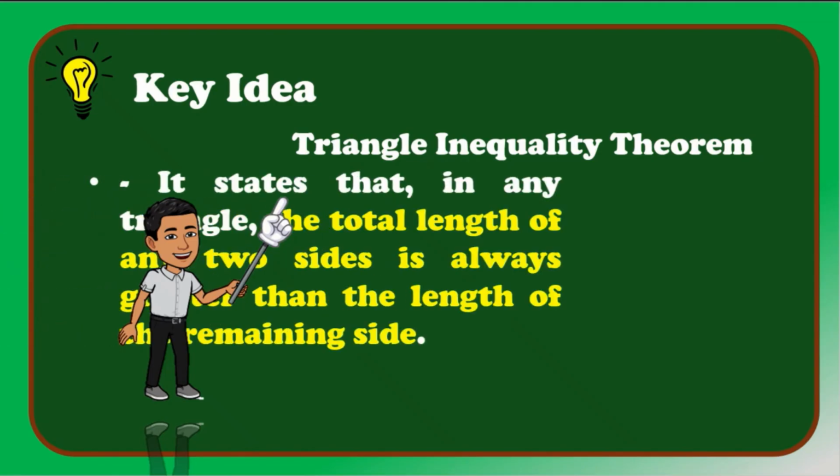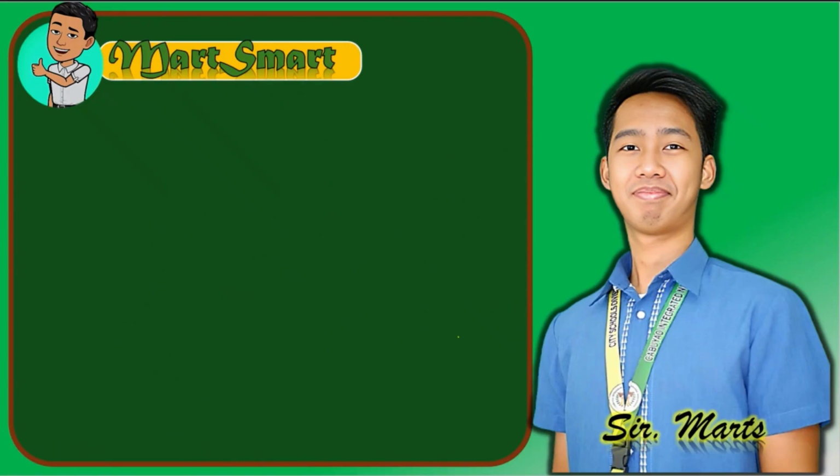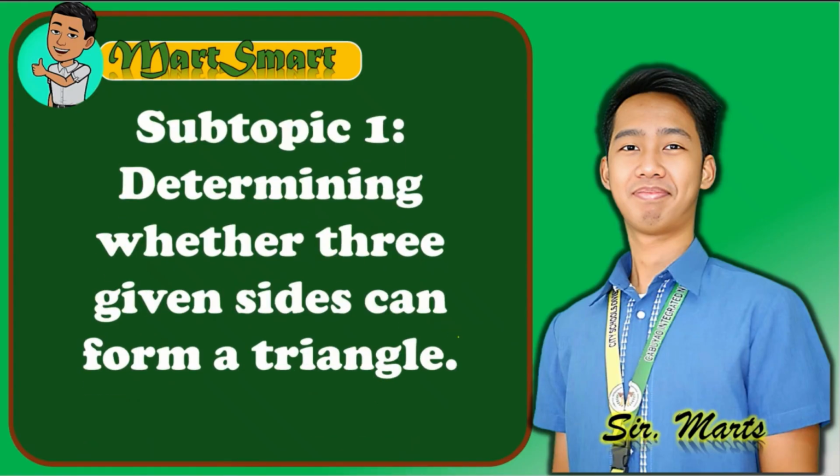According to the theorem, it states that in any triangle, the total length of any two sides is always greater than the length of the remaining side. Let's talk about first the subtopic number one, determining whether three given sides can form a triangle.